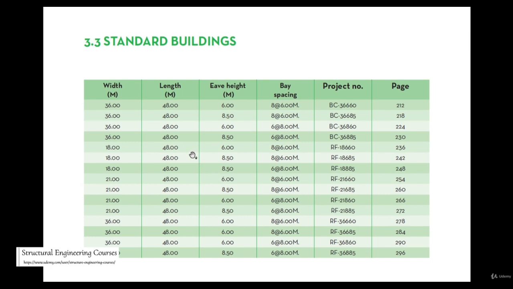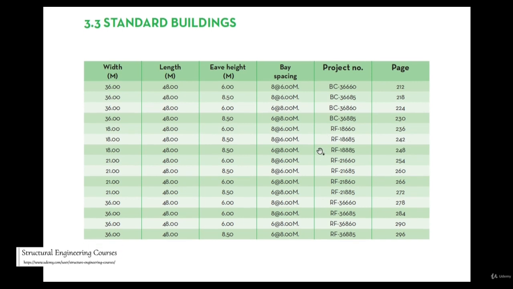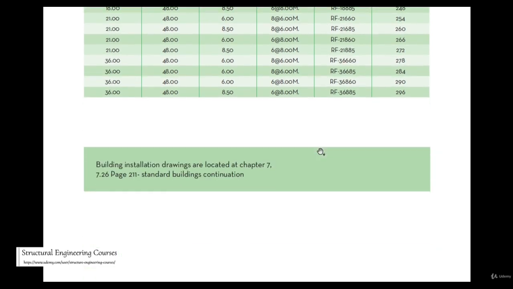So standard building arrangement, what we do is, let us suppose you want to make a building of 18 meters width by 48 meters length, we can consider an eave height of 8.5 meters, and bay spacing we can consider 8 into 6 meters, that is 48 meters. And the project number they have also referred to here as page number 242, so that we can discuss later also.